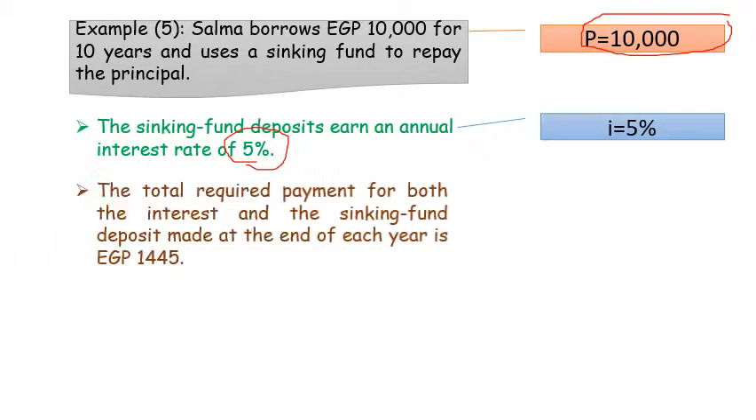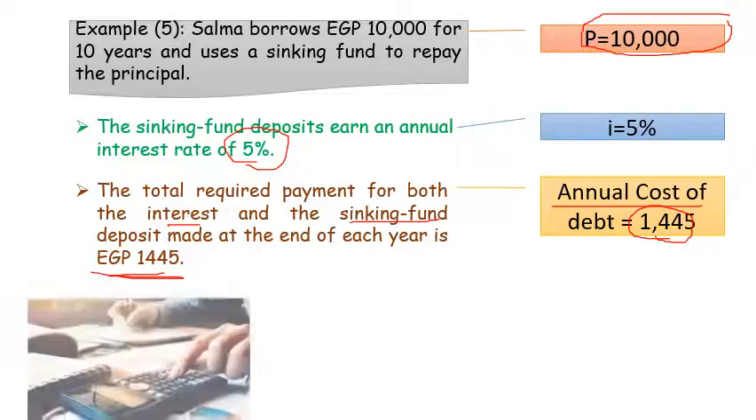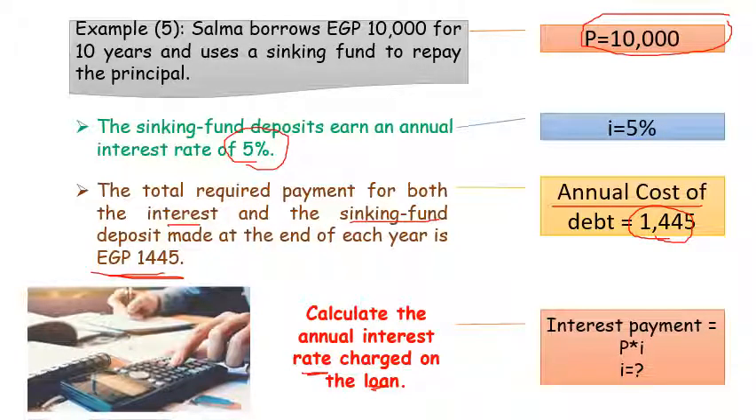So suppose the total required payment for both the interest and the sinking fund deposits, made at the end of each year, is 1,445. This means that the annual cost of debt is 1,445. This means this amount will cover the interest payment and the deposits in the sinking fund. The requirement is to calculate the annual interest rate charged on this loan. How much is the interest rate charged on this loan?